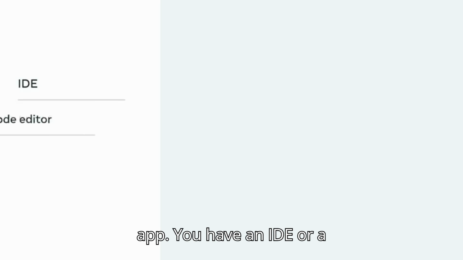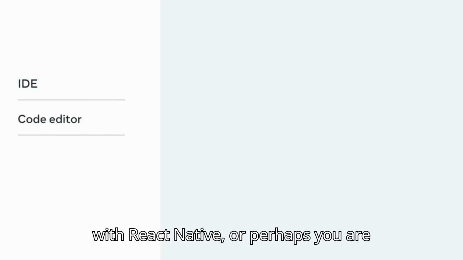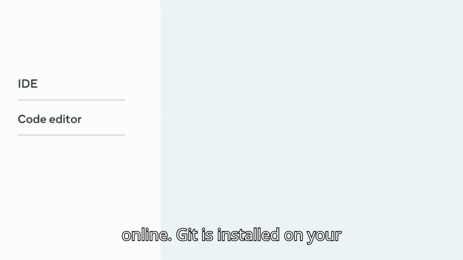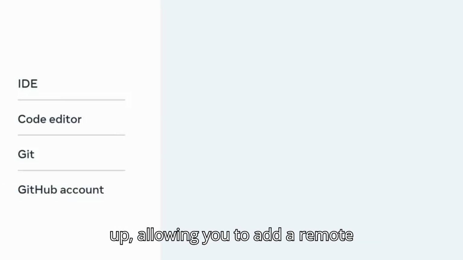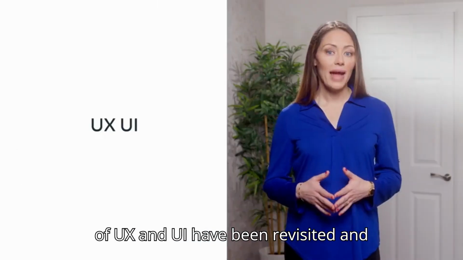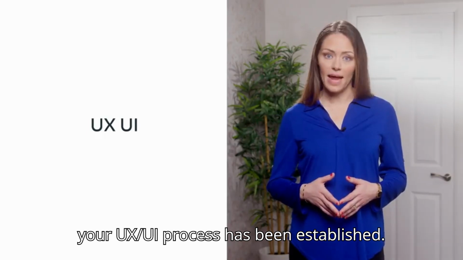You have an IDE or a code editor installed and set up to work with React Native, or perhaps you are using Expo Snack if you prefer to work online. Git is installed on your machine and your GitHub account is set up, allowing you to add a remote repository for your code. The principles of UX and UI have been revisited, and your UX-UI process has been established.